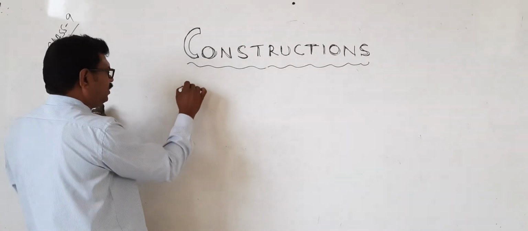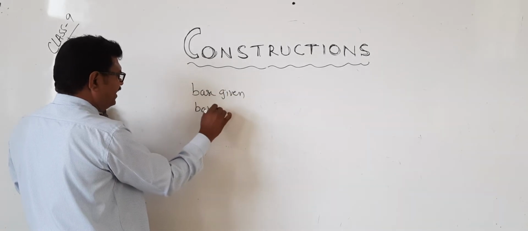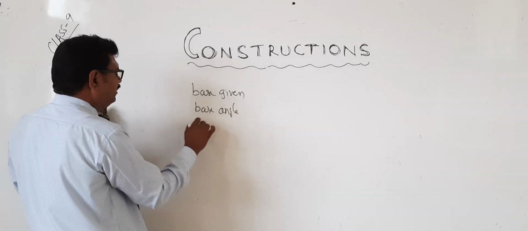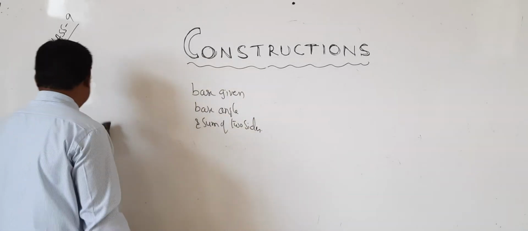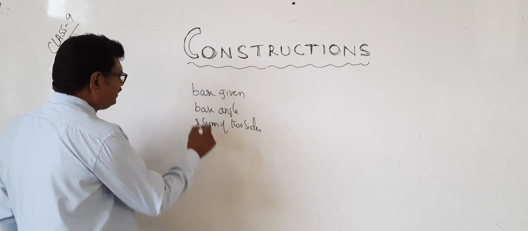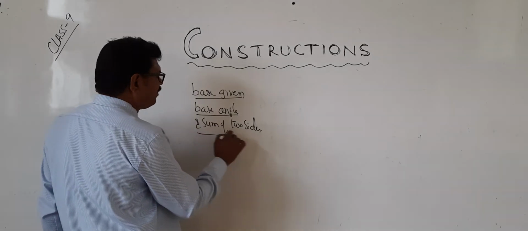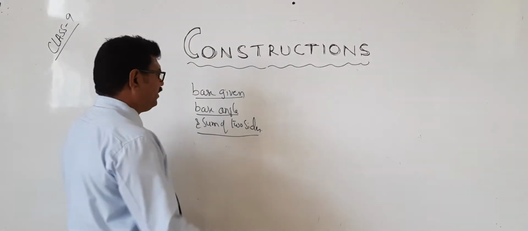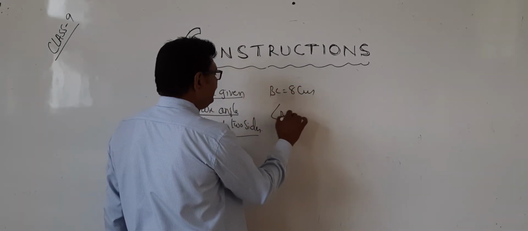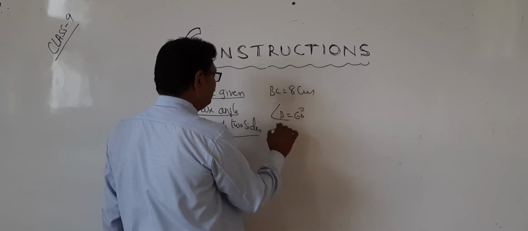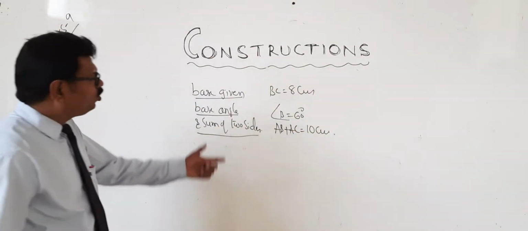How? One is base given, base angle, and sum of two sides. So what is the data? One is base given, next base angle, and one more is sum of two sides. Okay, example. Base BC equal to 8 centimeters, angle B equal to 60 degrees, and AB plus AC equal to 10 centimeters. So how to construct the triangle?